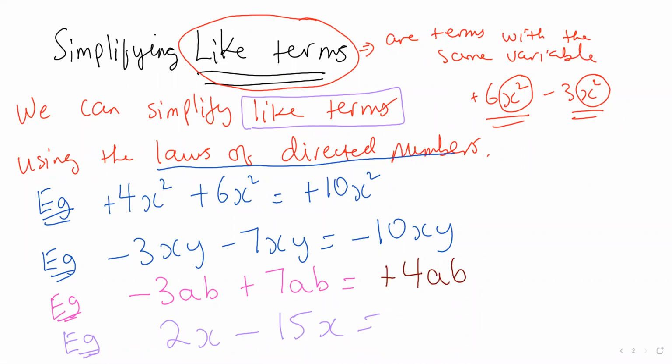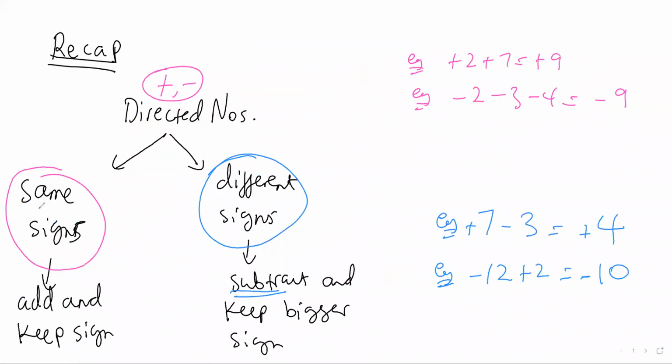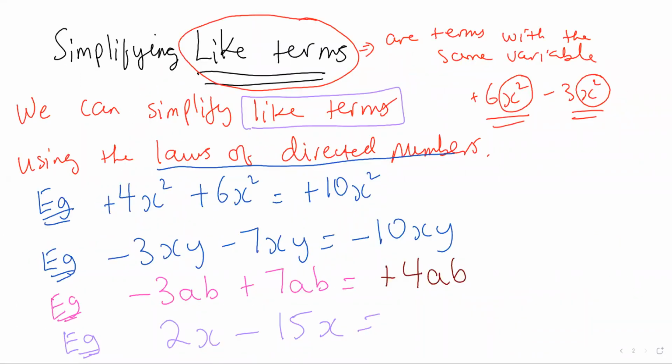But now we need to decide which law of directed numbers we could use here. So which law of directed numbers are we going for? The same signs law or the different signs law? Same signs law. Right. So the same signs law now. So I'm going to ask you a question now. What is the sign of the 2x? Positive. It is understood to be positive, right?